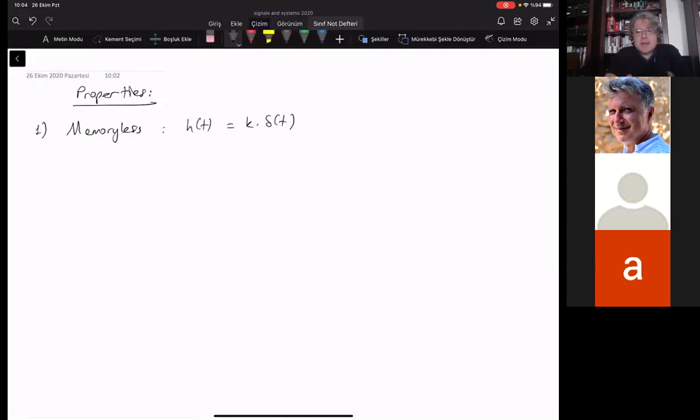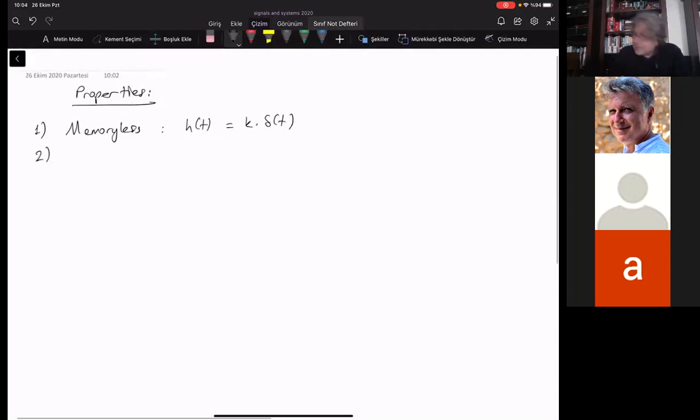Of course, we may have a larger class of systems which are not LTI and memoryless, but if they are not LTI, we cannot talk about an impulse response. We cannot talk about h of t or h of n. So this is not the only memoryless system that we have, but this is the only memoryless system we have if the system is linear and time invariant. All right.